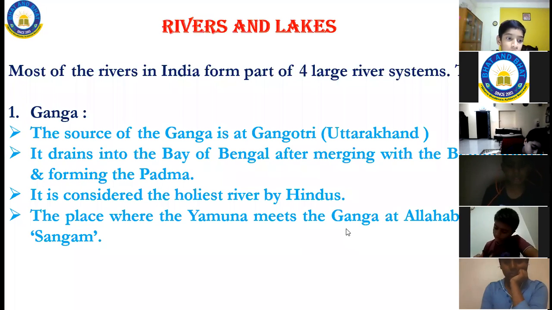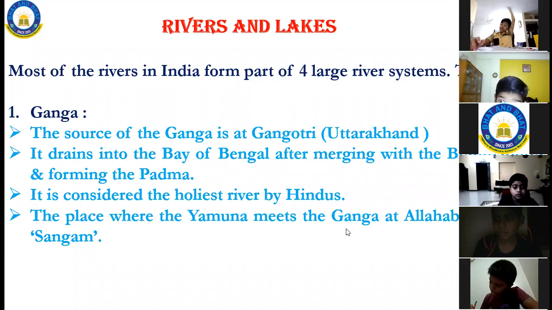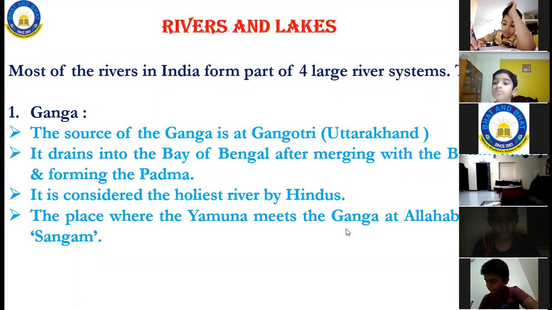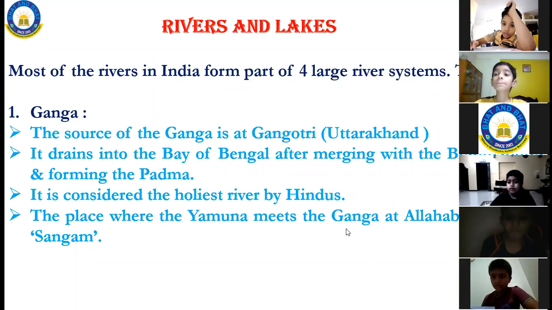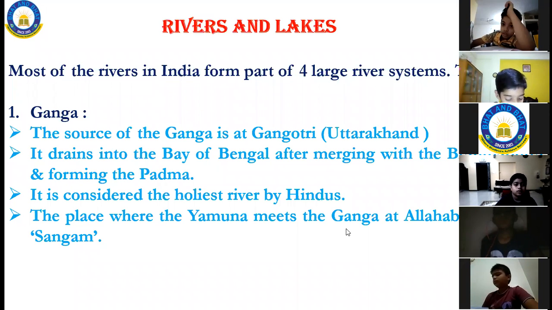Fine. Is it completed? Is anybody still writing? You did not understand the heading. We have so many rivers and lakes in India. By combining all those rivers and lakes, we have made the 4 main major types here. The first part is Ganga. The other 3 parts, let us learn.